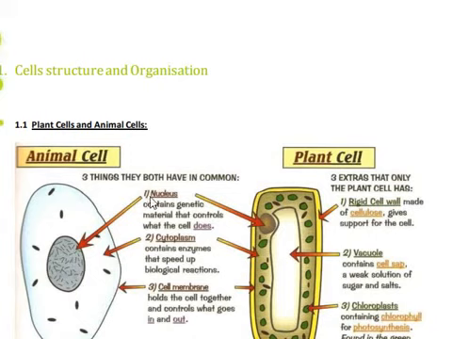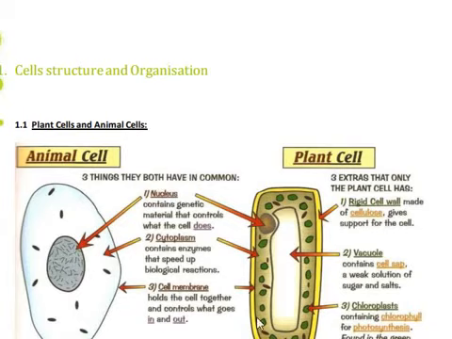Now together, the nucleus, the cytoplasm, as well as the cell membrane, they make what is called protoplasm. Protoplasm is the living part of the cell. Without these three parts, a cell is dead. The nucleus, cytoplasm, and the cell membrane together make what is called protoplasm. Now, what is protoplasm? It is the living part of the cell.